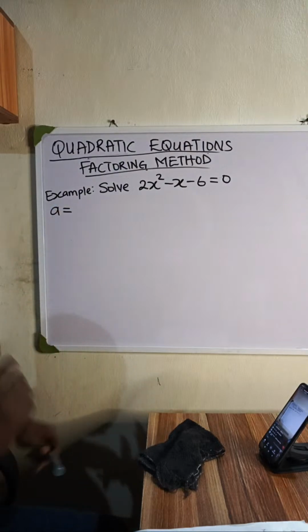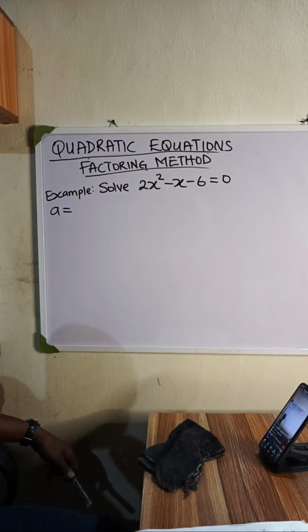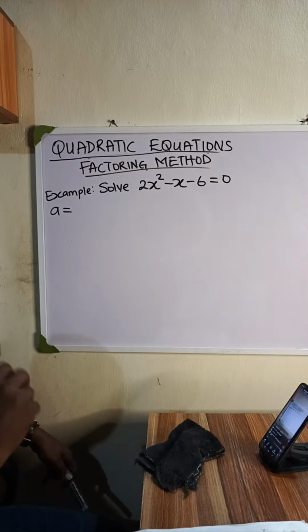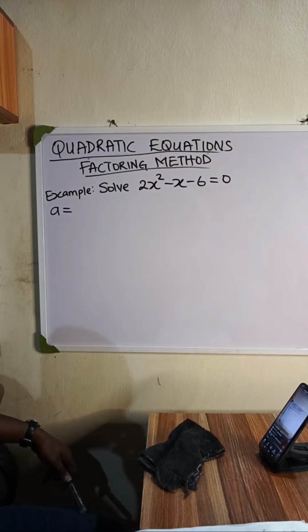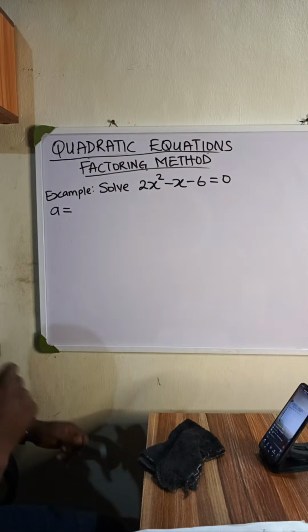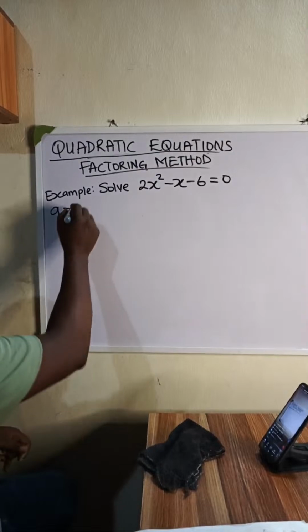What's our A? Who can tell us what our A is? And then someone should also tell us what our B is, and then also what our C is. I'm waiting. Okay, our A is 2, right? Correct? A is equal to 2. What about our B?